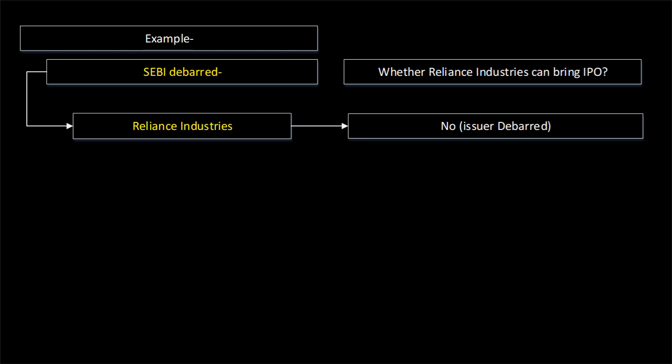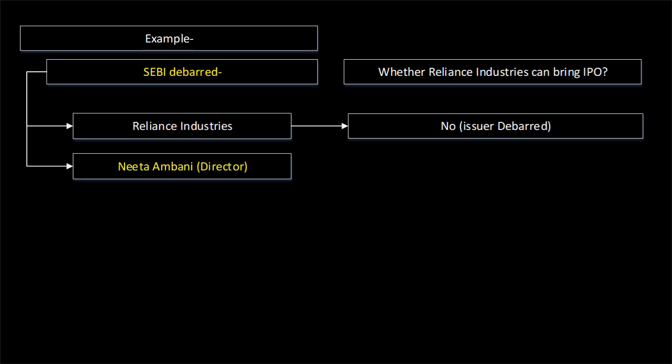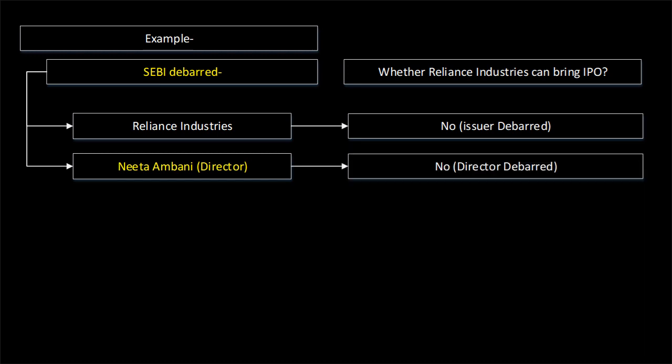The reason is because the issuer itself is debarred from accessing the capital market. Next, if Sebi debars Nita Ambani, who is the director of Reliance Industries, then tell me whether Reliance Industries can issue its securities to the public or not. The answer is no. This time because the director of the issuer is debarred from accessing the capital market.